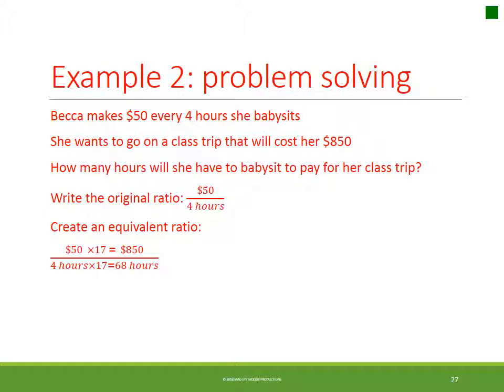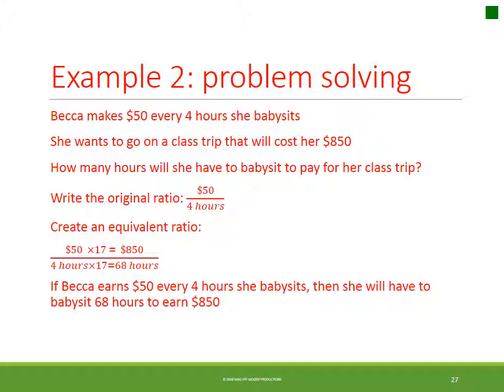Well, that means she's going to have to do 17 4-hour chunks, because every 4 hours she gets $50. So she needs 17 of this original ratio. That means she's going to have to babysit 68 hours. So if she earns $50 every 4 hours, then she'll have to babysit 68 hours to earn $850.